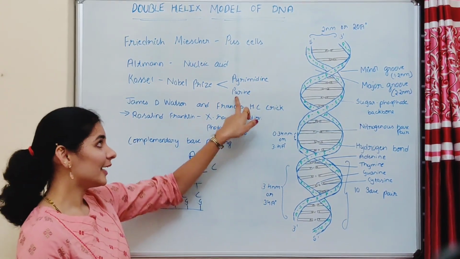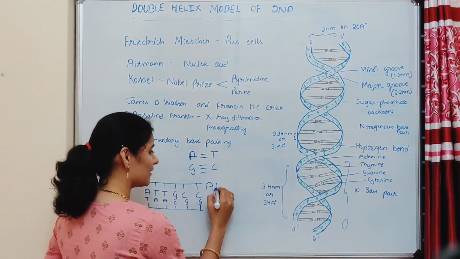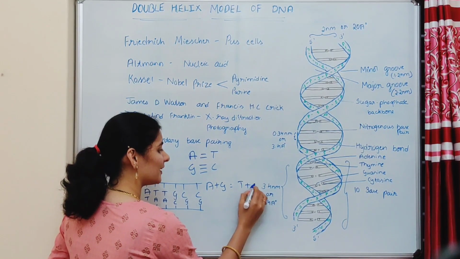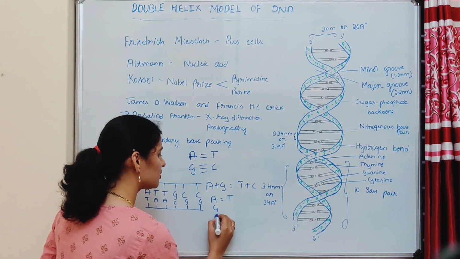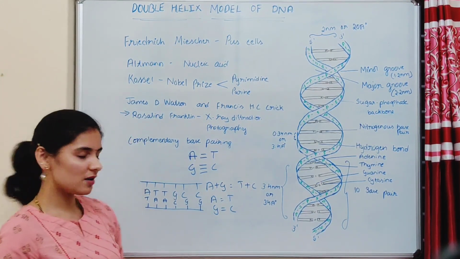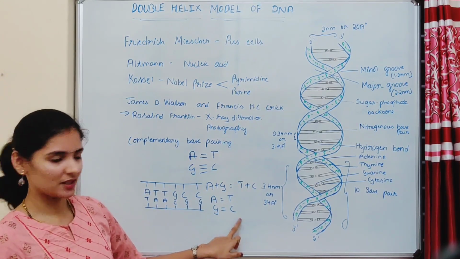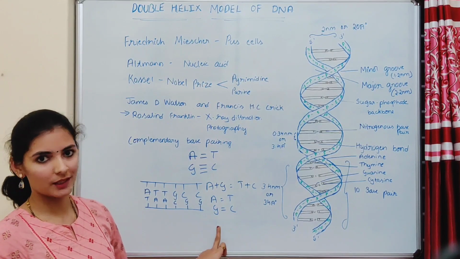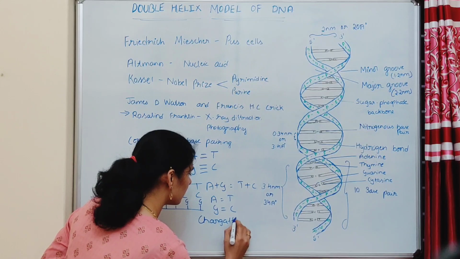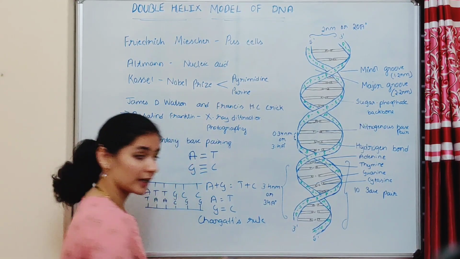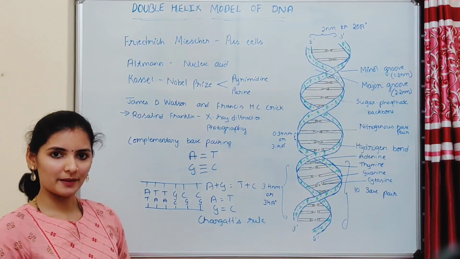In DNA, the amount of purine is equal to the amount of pyrimidine. That is, A plus G equals T plus C. Or in other words, A equals T and G equals C. Because adenine always pairs with thymine and guanine always pairs with cytosine, their numbers must be equal. And this rule is known as Chargaff's rule. So according to Chargaff's rule, the number of purines is equal to the number of pyrimidines.